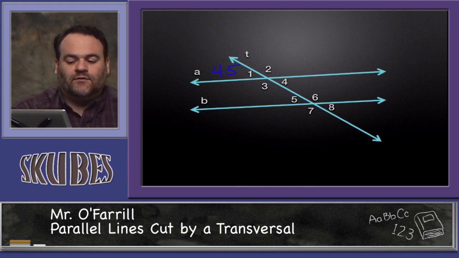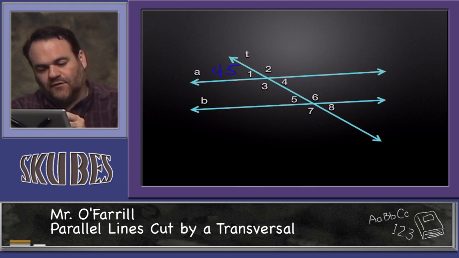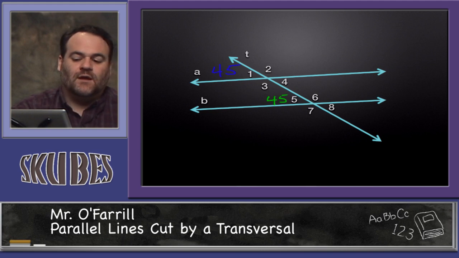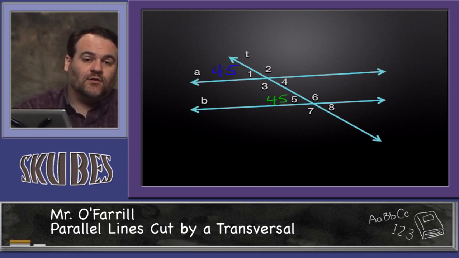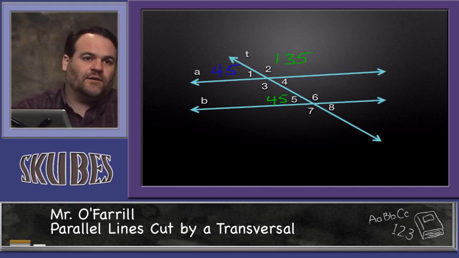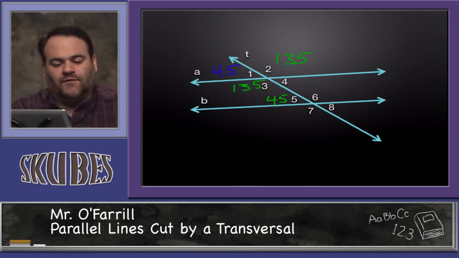Angle 1 is a corresponding angle with angle 5. Angle 5 is also 45 degrees. Angle 1 is adjacent to angle 2. It's not one of our terms for today because you've already studied it, but those two angles, angles 1 and 2, are supplementary, meaning that angle 2 is 135 degrees. Angle 1 is also consecutive or adjacent to angle 3, making it also 135 degrees.